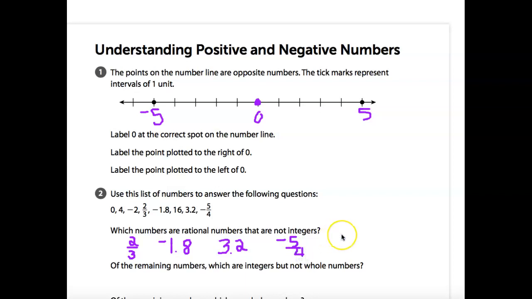All right, of the remaining numbers, which are integers but not whole numbers? All right, well, negative 2 is an integer, but it's not a whole number. Whole numbers are 0, 1, 2, 3, 4, etc. Those are whole numbers.